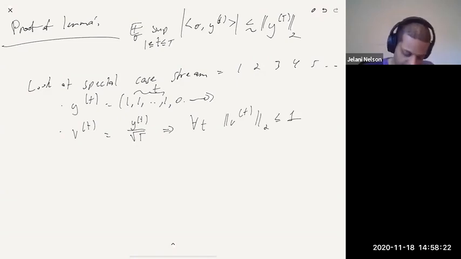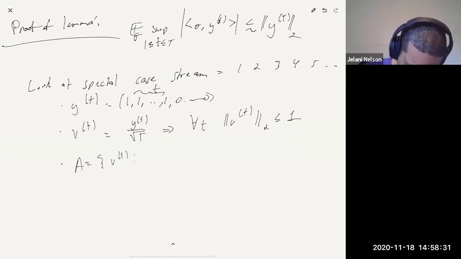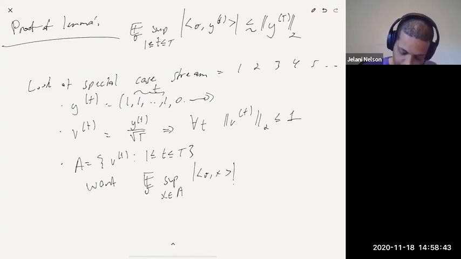Okay. And let me define now A to be the set of v_t over all time steps. So we want to show that the expectation over sigma of the sup over x in A of sigma dot x is basically a constant. That's what we really want to show.